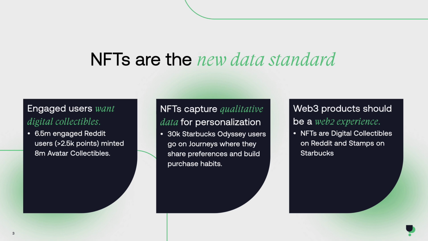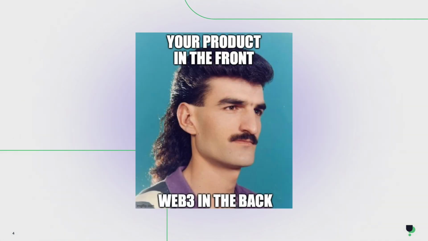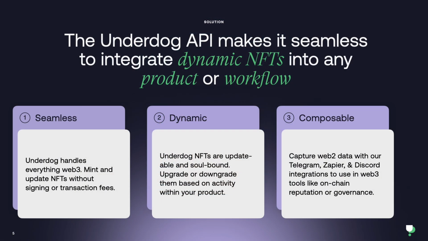But people still really want crypto. With over 8 million avatar collectibles on Reddit to 30K Starbucks customers starting their Odyssey journey, demand for unique Web3 experiences is just getting started. What the success stories have in common, though, is Web2 is in the front and Web3 is in the back. So how does the Underdog API solve for that?